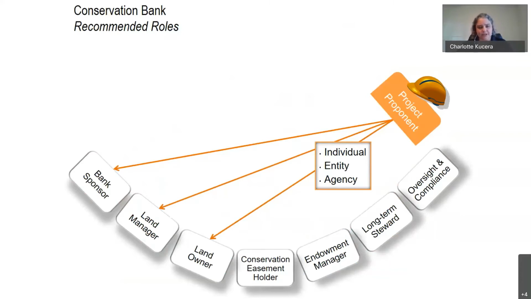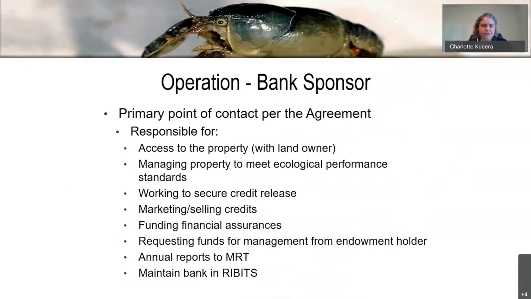So this is a replica of the first slide that you saw with roles. That is, they could be the bank sponsor, the land manager, and/or the landowner. So we'll go through just a few of the operational responsibilities. So under operation of the bank, remember the bank is open and available to sell credits. And this is what each of these roles would be responsible for.